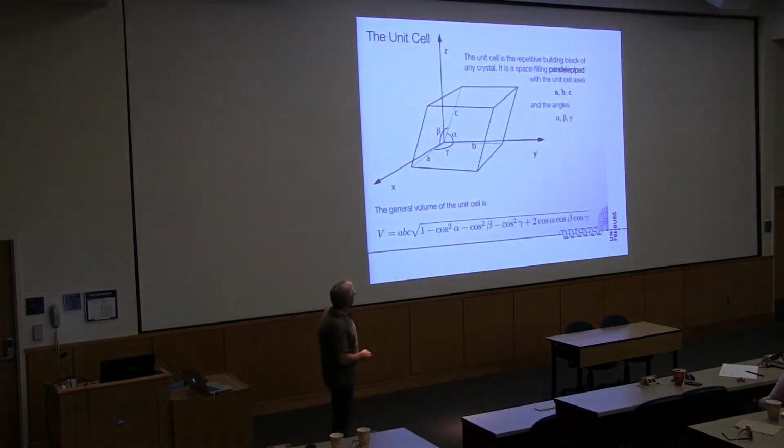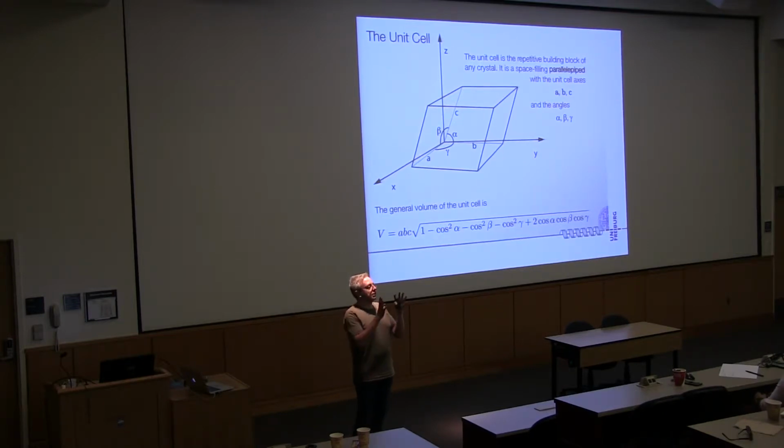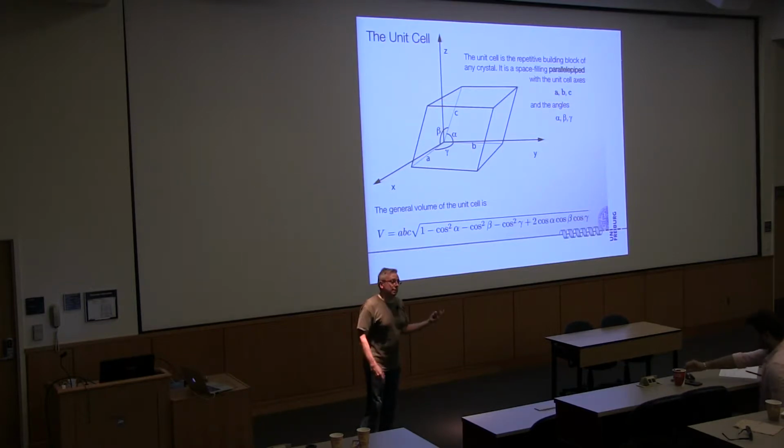A crystal is a three-dimensional repetition of a smallest building block, and this smallest building block is called the unit cell. This unit cell has to be a geometric structure that completely fills space. It's only a crystal if it consists of building blocks that completely fill space. So this thing has to be a parallelepiped, which means that all these sides here are parallel, but it doesn't have to be a square.